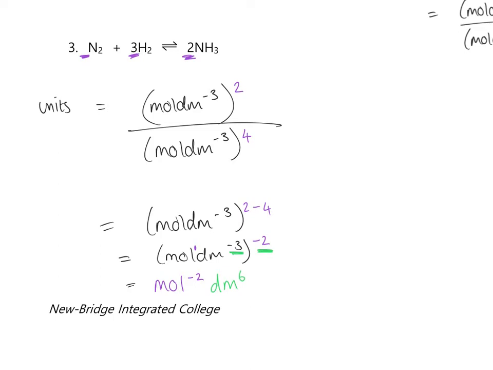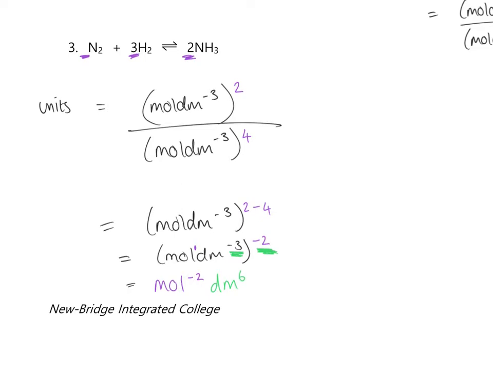So that's a little bit complicated. You need to remember your rules for indices, that where we're multiplying outside, or the powers outside the bracket, we multiply the powers on the inside of the brackets. And then also we've got some negative powers going on there. So it's moles to the minus 2, and then for decimeters you're doing minus 3 times minus 2 outside the brackets, which gives you a power of 6 for your decimeters.